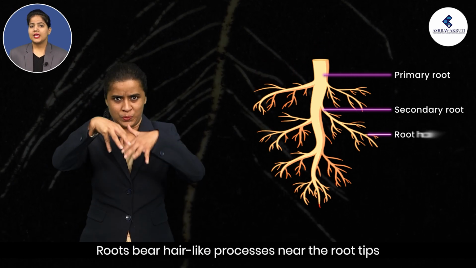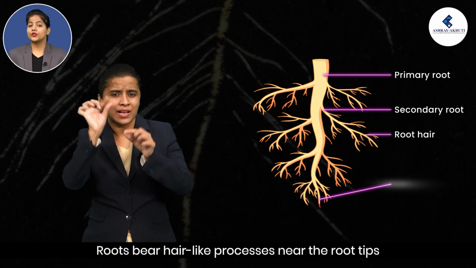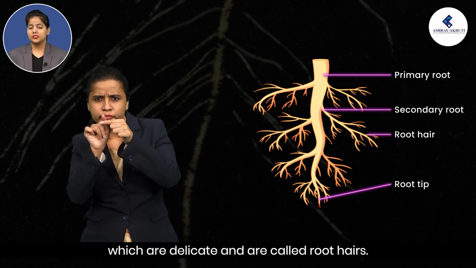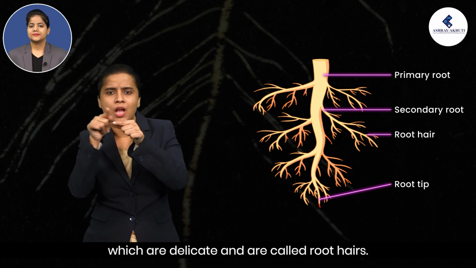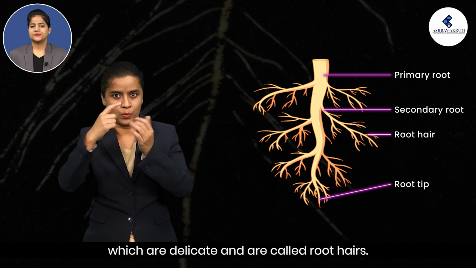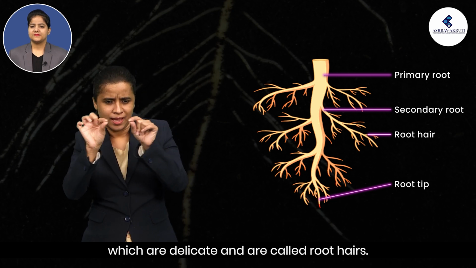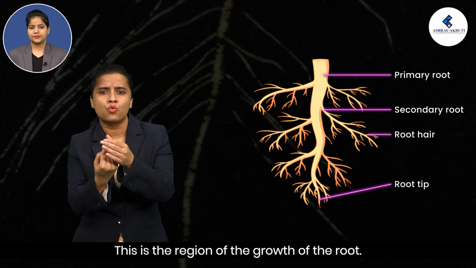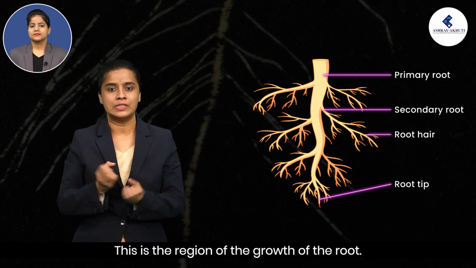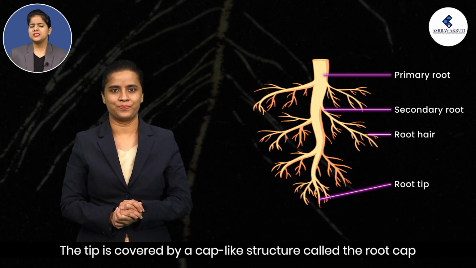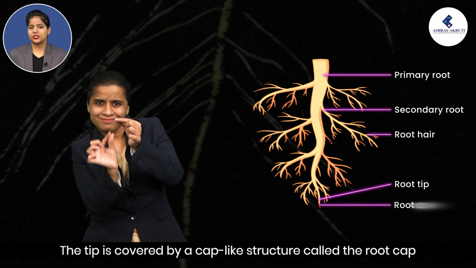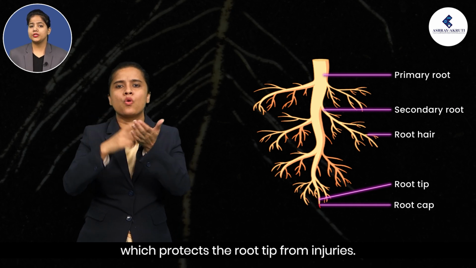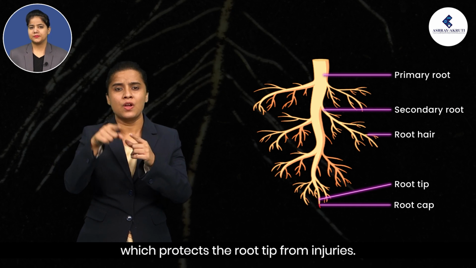Roots bear hair-like processes near the root tips, which are delicate and are called root hairs. This is the region of the growth of the root. The tip is covered by a cap-like structure called the root cap, which protects the root tip from injuries.